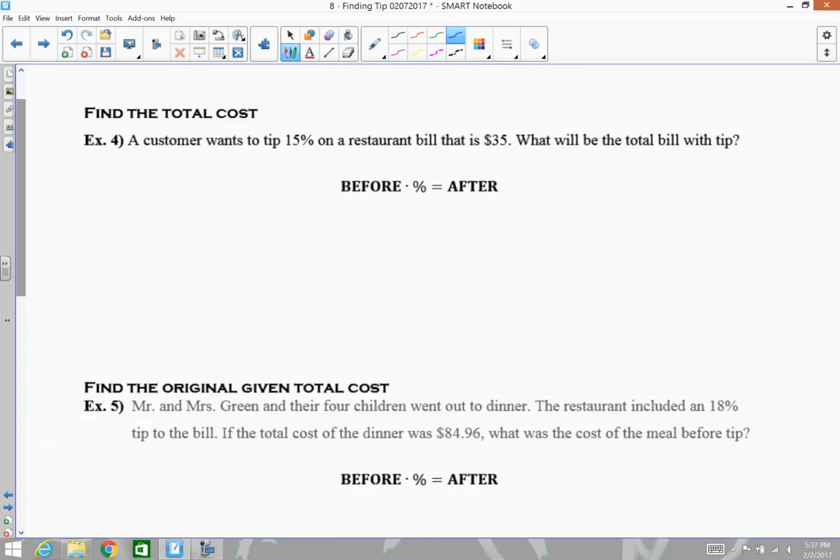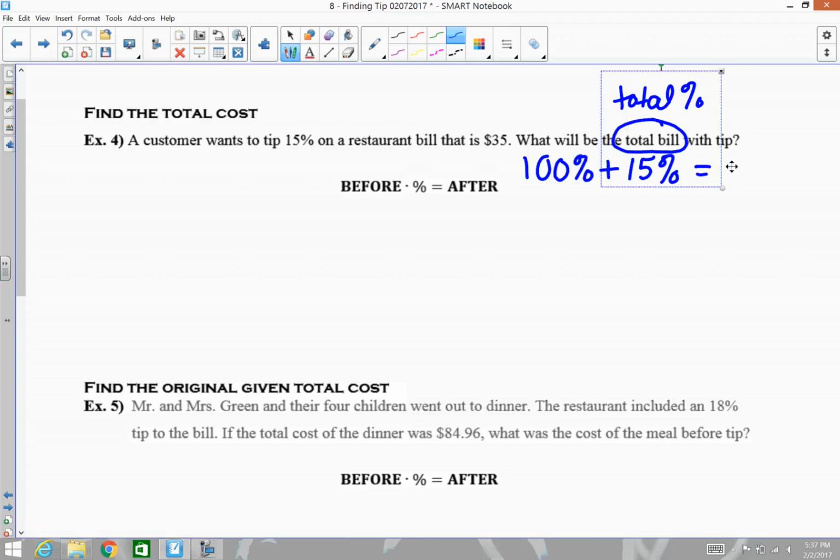Example 4. A customer wants to tip 15% on a restaurant bill that is $35. What will be the total bill with tip? Okay, so for this one, not only is this person paying 100% of their bill, they also are paying a 15% tip. So when they want the total bill, we need to find the total percent. In this case, 100% plus 15% is 115%.